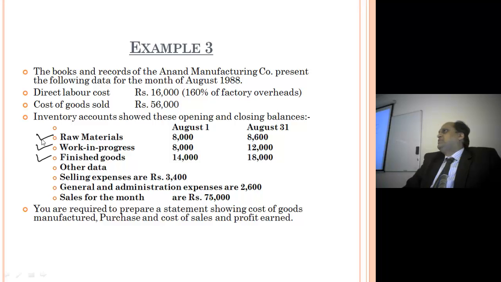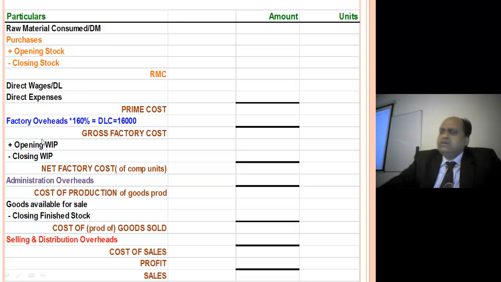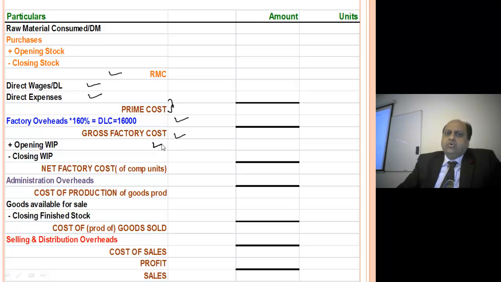So we have 3 kinds of stock, that is raw material, work in progress and finished stock. We need to make the complete cost sheet. Complete cost sheet means first the direct material, second the direct labor, third the direct expense. These will make up the prime cost. Then we add factory overheads to get gross factory cost. To the gross factory cost we add opening work in progress and deduct closing work in progress to obtain the figure of net factory cost.